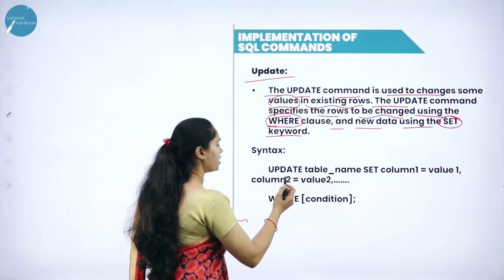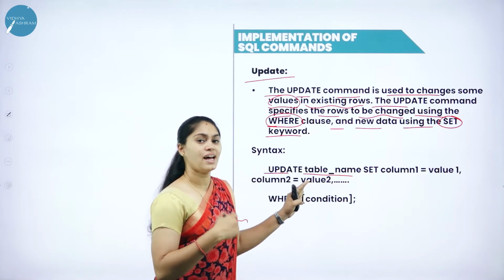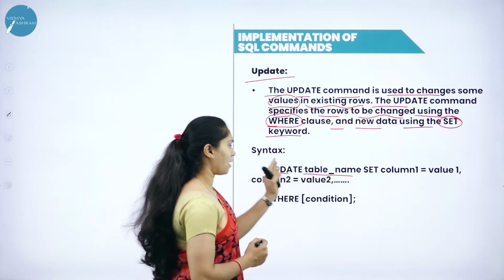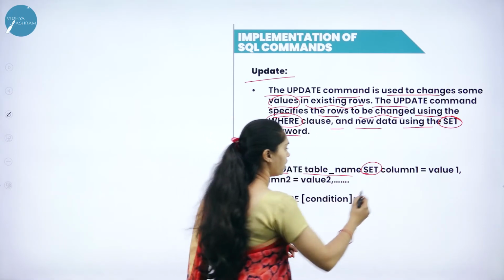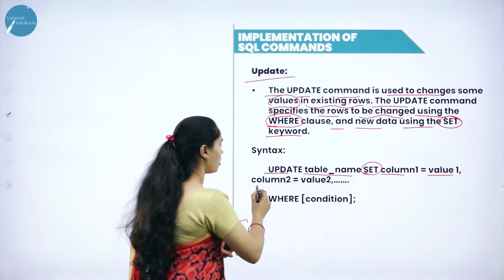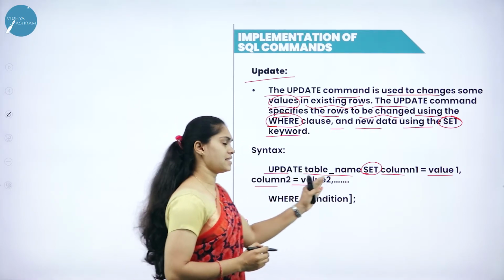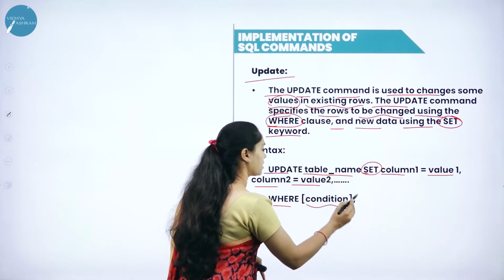So how am I going to do it? UPDATE, I have to specify the table name, to which table I want to do the updation. UPDATE table name, and which keyword do we have to use? SET. Column 1 is equal to value 1, comma, then column 2 is equal to value 2. In the same way, I can have any number of columns, and then I have to specify the condition.